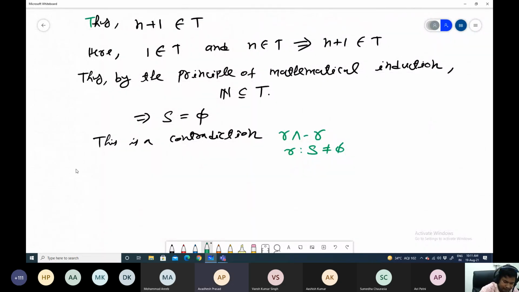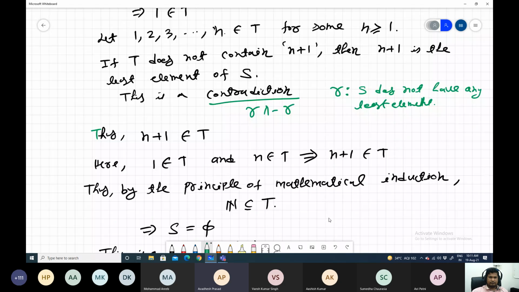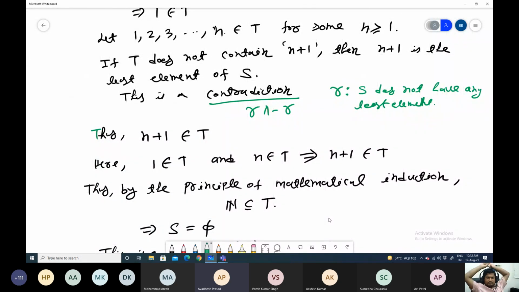Sir, we cannot say it by PMI, we can say it by strong induction for the last statements. Because if n belongs to T, then we can't say n plus 1 belongs to T, because something between 1 and n can belong to S. So we should say that if 1, 2, 3 up to n do not belong to S, then we can say that there is no least element, it should be n plus 1. I am also confused a little bit here. Sir, let's say we replace n with k.